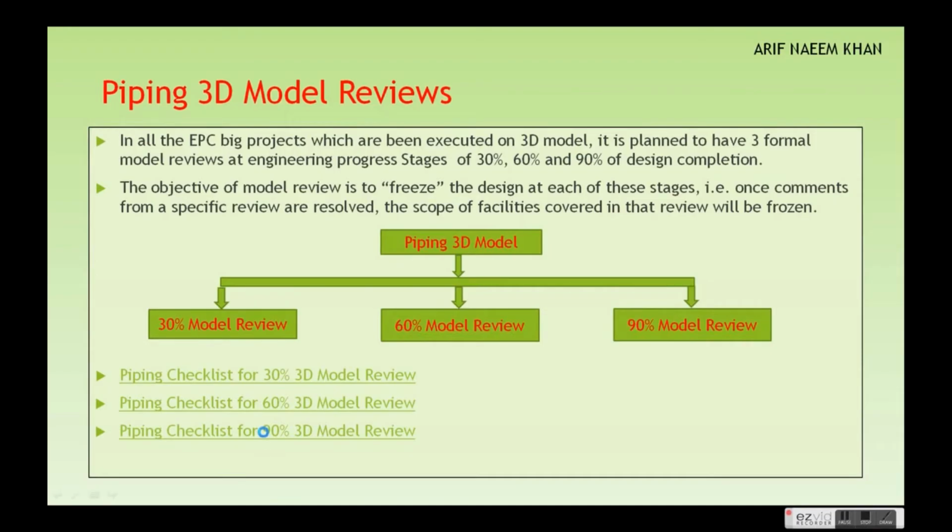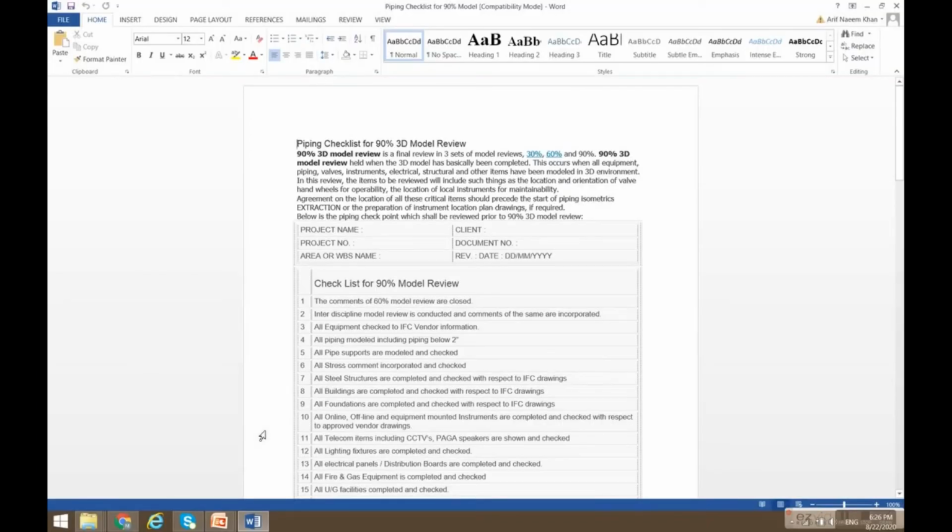The 90% 3D model review is the final review in the 3 sets of model reviews: 30, 60 and 90%. The 90% model review is held when the 3D model has basically been completed. This occurs when all equipment, piping, valves, instrumentation, electrical, structure and other items have been modeled in the 3D environment. In this review, the items to be reviewed are location and orientation of valves, handwheels for operability, location of local instrumentation for maintenance, and agreement on the location of all critical items. This is the checklist for the 90% model review. We don't need to go through each and every item, but this is just to give you an idea about the 90% checklist.